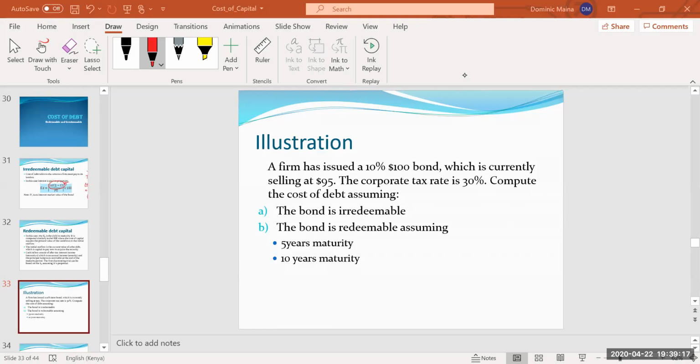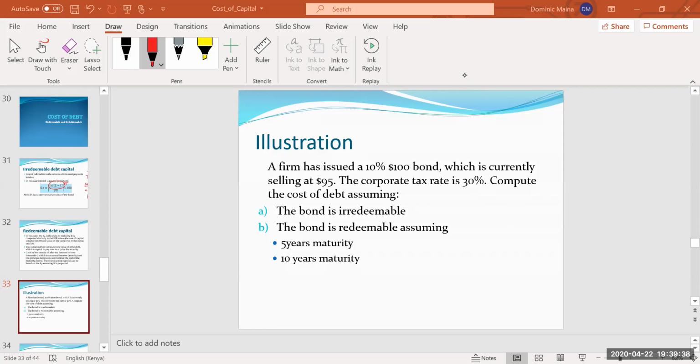If we assume that this bond is irredeemable, then the holder has no return of their capital, so there is no redemption value. Therefore the only return you'll be receiving as a holder is the interest.